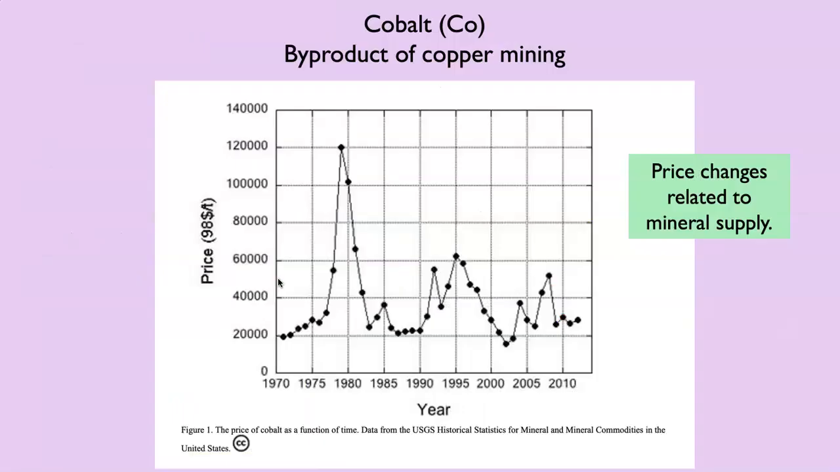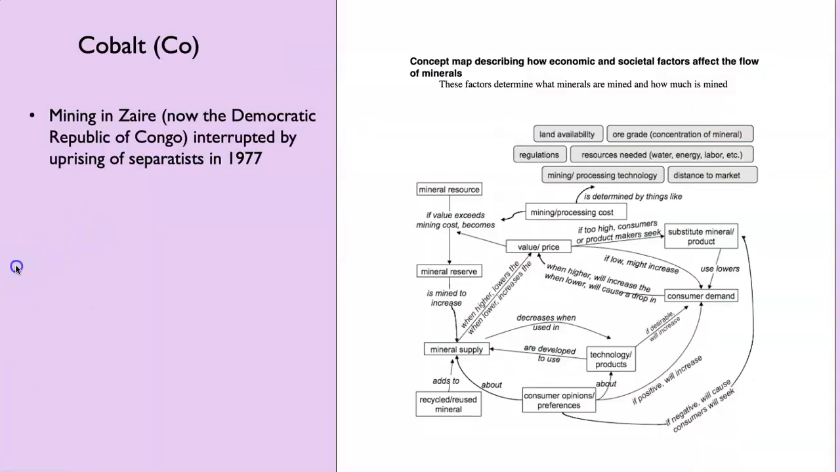Here's a second example. This one is related to the mineral supply. This is showing the price of cobalt, which is a byproduct of copper mining. And cobalt is a strategic metal that's very important in industry. The primary place that was producing cobalt in this early time period, in the 1970s, was an African nation of Zaire. And in 1977, right where this spike occurred, there was a problem with the mineral supply. So what happened was the mining operations in Zaire were interrupted by uprisings of separatists in this time period. And so mining stopped. So the price skyrocketed because the supply was suddenly low.